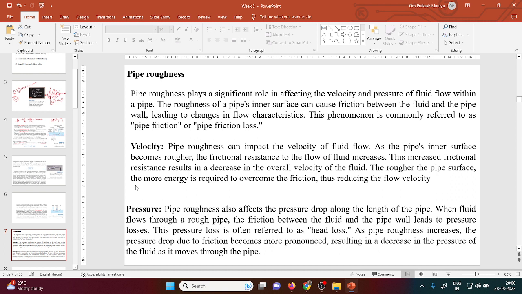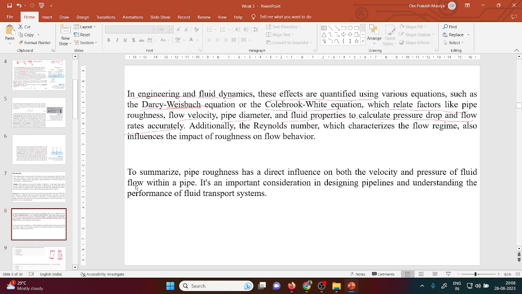You can take the pipe roughness, so there is no doubt whether the pipe roughness affects the velocity and pressure. Yes, due to the pipe roughness, your velocity will be reduced and pressure also will be dropped. Both things will be affected by the roughness. Okay, you go through these lines, you definitely will get it. You can take the screenshot also.